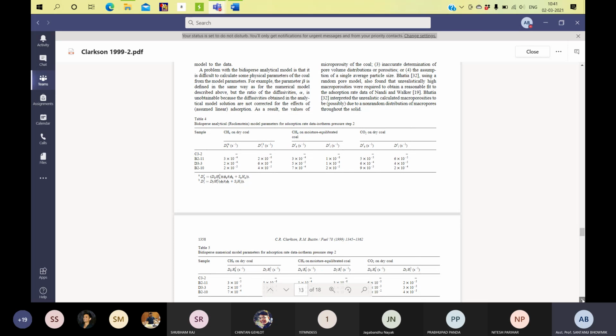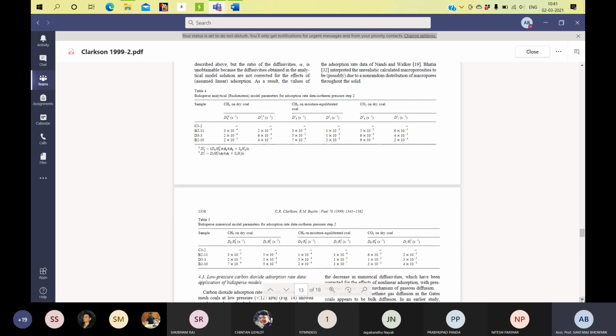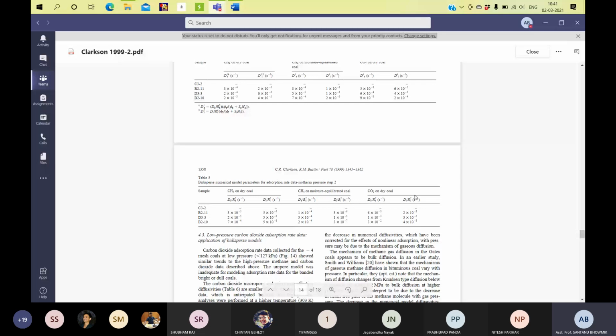Okay, so the diffusion is also supposed to be higher in the case of carbon dioxide, although at some points you can find some irregular observations. But as you can see here, all the carbon dioxide diffusivities, micropore and macropore, are in the order of -3 to -2. Okay, whereas for methane, the diffusivity found here is in the order of 4 and 5. So obviously here also the carbon dioxide diffusivities are much higher than the methane diffusivities.